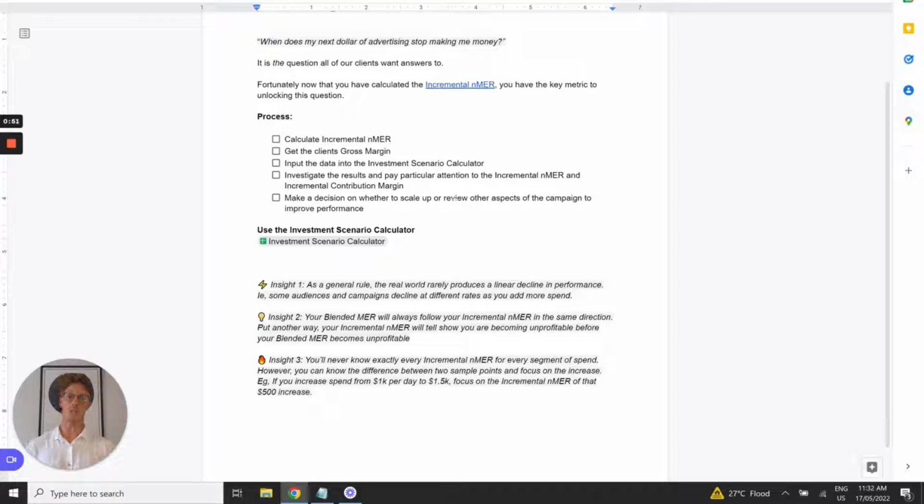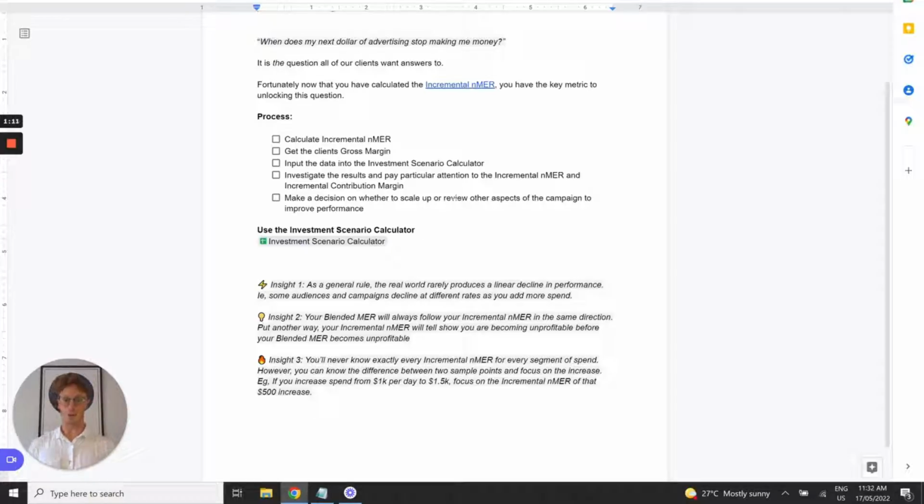So the process is actually pretty simple. You're going to need the incremental MER that you've already calculated. You need your gross margin. And then we've built a calculator that you can put that data into and start to understand and apply it in a way that makes sense for the business. And then finally, you're going to have some pretty clear ideas about how to go about doing it.